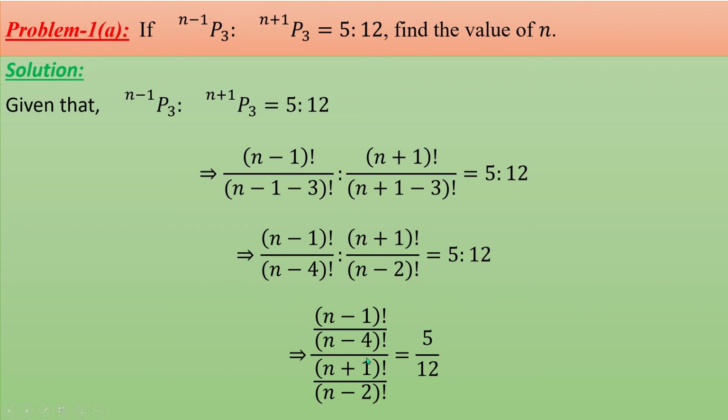Okay, here n minus 1 minus 3 equals n minus 4, and here n plus 1 minus 3 equals n minus 2. We can write like this way. Clear everyone? Now as here is given division, we can use multiplication and write this in the inverse way. That means the numerator will be denominator and the denominator will be numerator. Now follow the next line.